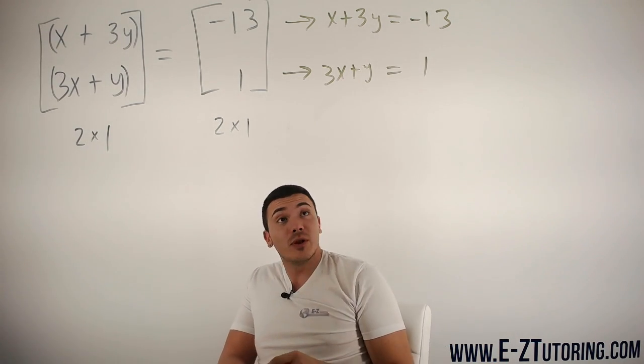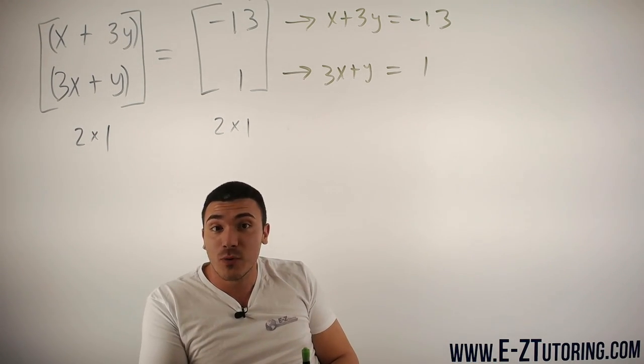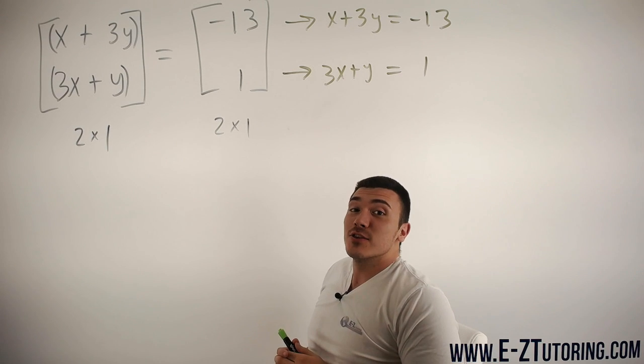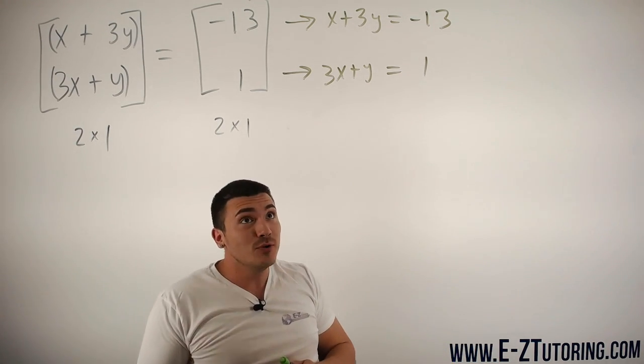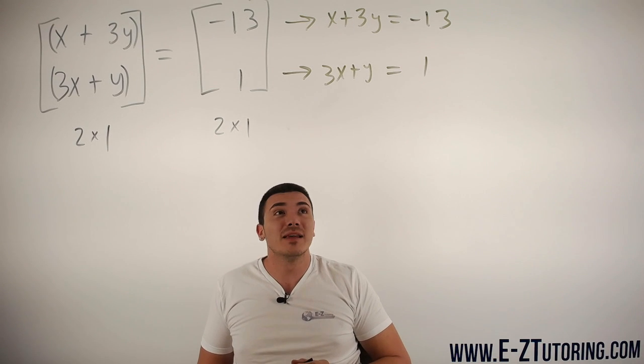So from this point, you will notice we just have 2 equations with x and y. How do you solve 2 equations like this? You treat it as a system of equations. And you can solve it by using either substitution or elimination. Let's go ahead and do this using elimination.